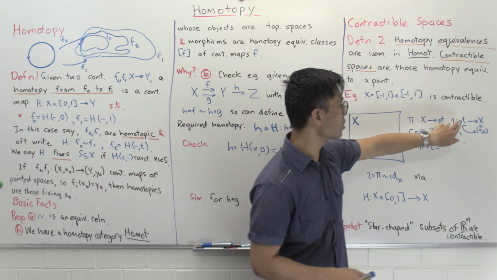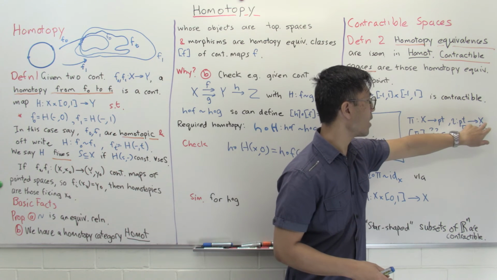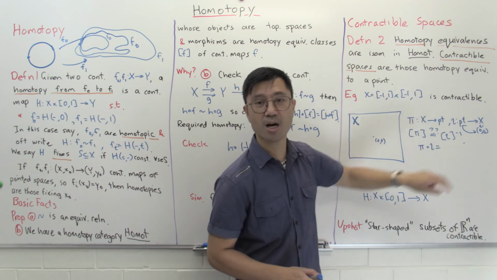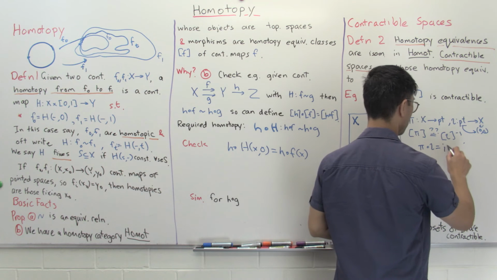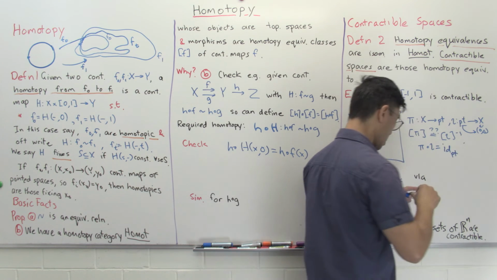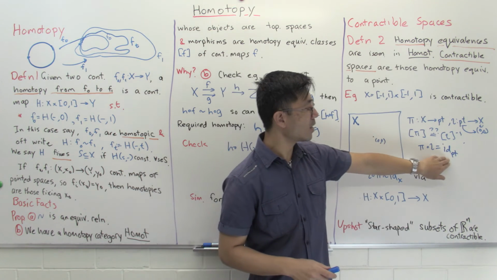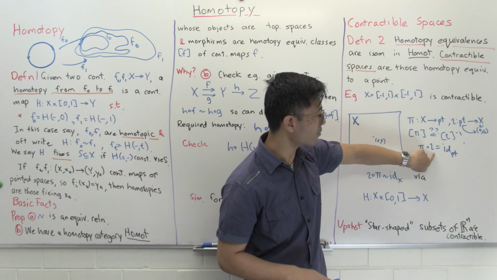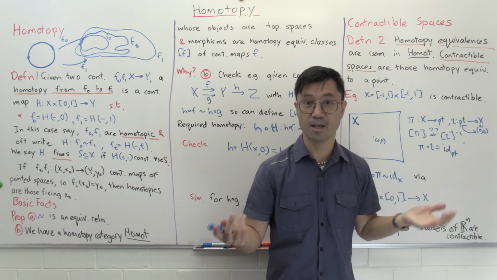So if you do iota, you map the point to X, and then all of the points, including (0, 0), get mapped to the point. So that's just the identity on the point. So really here, it's clear that the composite of the equivalence class of pi with the equivalence class of iota is the equivalence class of the identity. That's pretty easy to see.